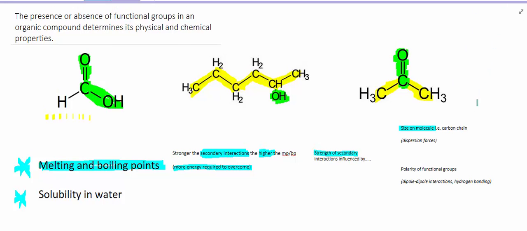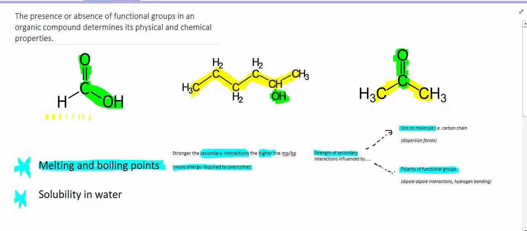The other thing that's going to influence the strength of the secondary interactions is the presence of polar functional groups. Because polar functional groups are going to introduce different types of secondary interactions, such as dipole-dipole interactions or hydrogen bonding, and therefore possibly increase the strength of secondary interactions as well.